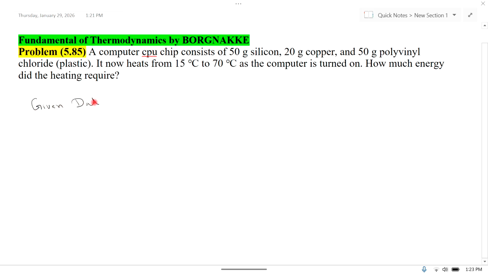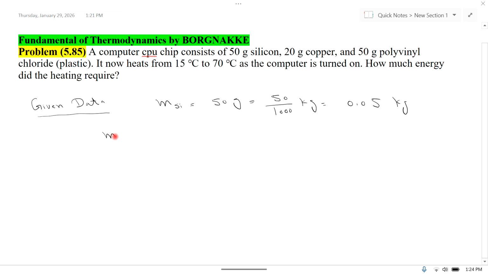In this lecture, I am solving problem 5.85 from the book Fundamentals of Thermodynamics by Borgnakke. The statement of the problem is a computer CPU chip consists of 50 gram silicon. It means that mass of silicon is equal to 50 gram, which is equal to 50 divided by 1000 kilogram, which is equal to 0.05 kilogram. 20 gram copper and 50 gram polyvinyl chloride.